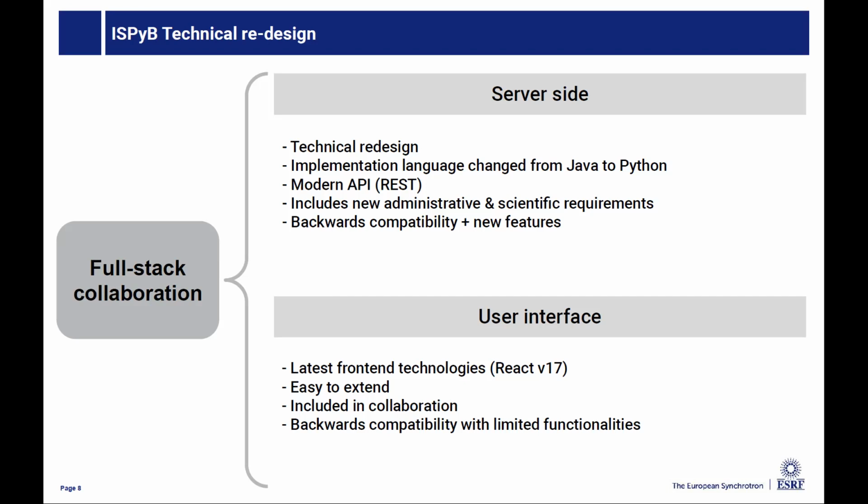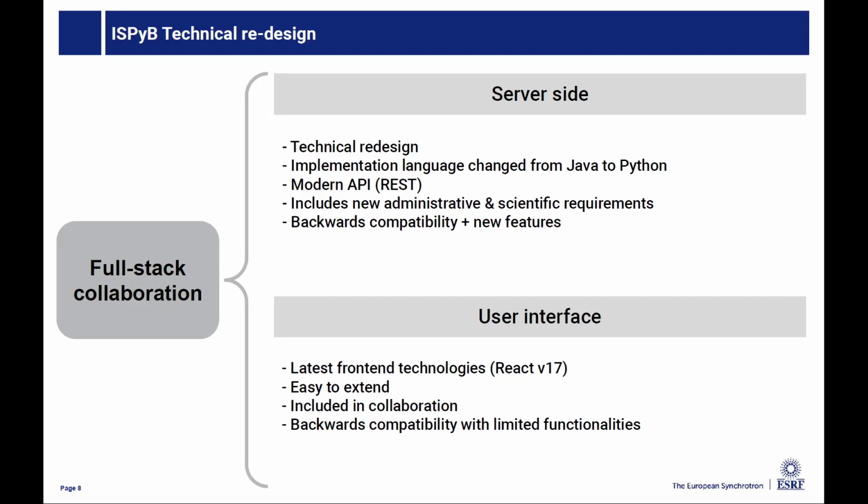So we decided to change the implementation language from Java to Python to allow much better maintainability, because across all the facilities using ISPyB, Python is the main language used in most applications. So we have a lot of competences for that. And then we decided to go for a more modern API, which is using the REST principles, whereas the Java API was using the SOAP API principle.